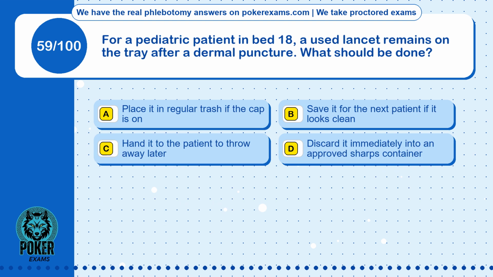Question 59. For a pediatric patient in bed 18, a used lancet remains on the tray after a dermal puncture. What should be done? Option A. Place it in regular trash if the cap is on. Option B. Save it for the next patient if it looks clean. Option C. Hand it to the patient to throw away later. Option D. Discard it immediately into an approved sharps container.